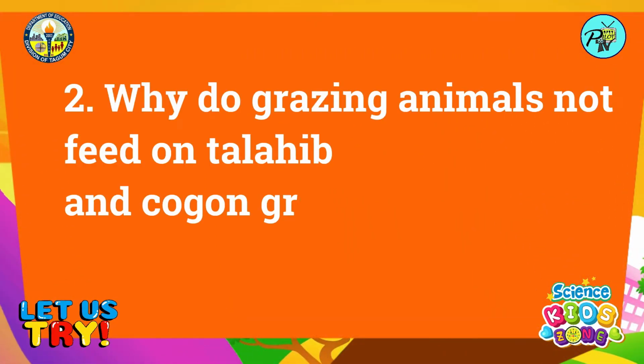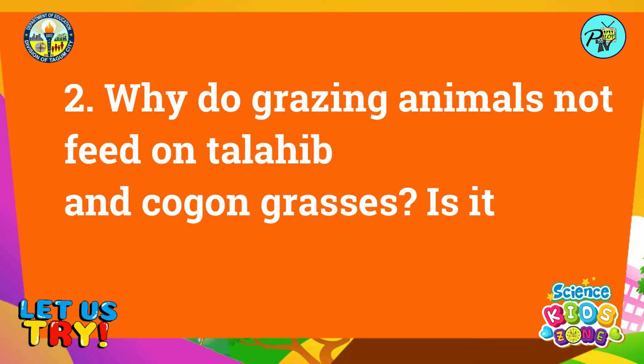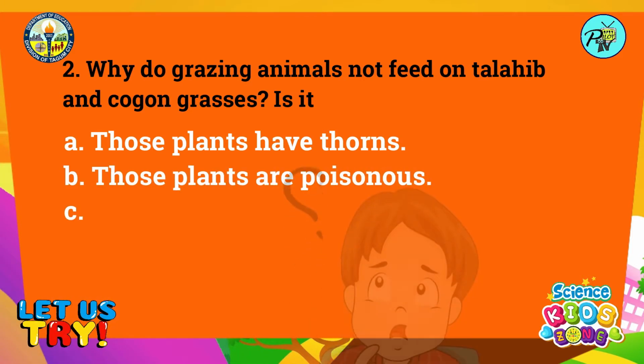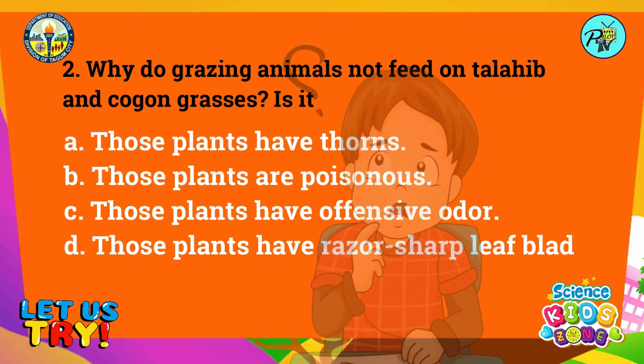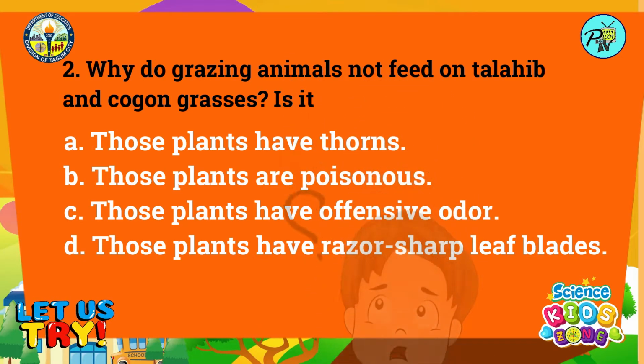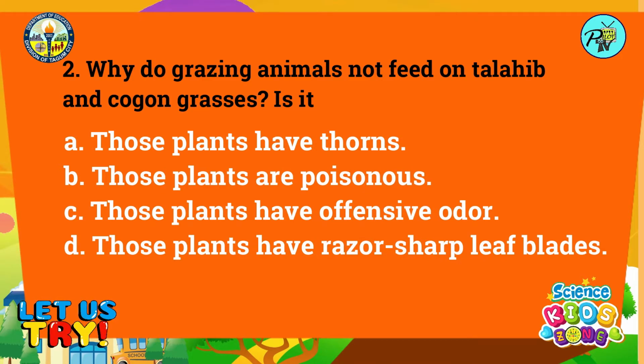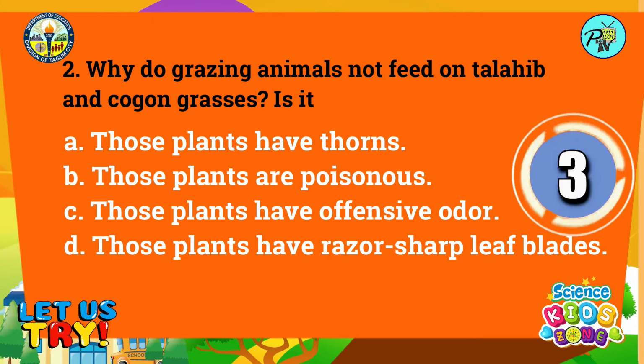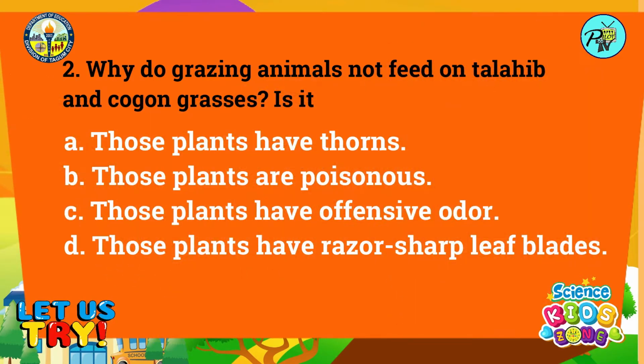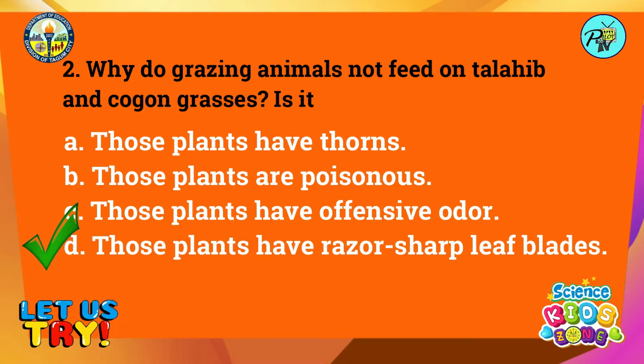Number 2. Why do grazing animals not feed on talahib and kogon grasses? Is it A. Those plants have thorns? B. Those plants are poisonous? C. Those plants have offensive odor? Or D. Those plants have razor-sharp leaf blades? Your time is ticking. Time's up! What is your answer? Correct! The answer is letter D. Those plants have razor-sharp leaf blades.